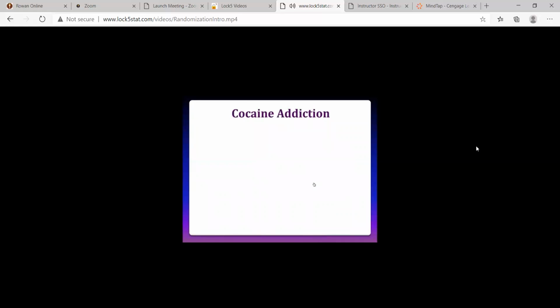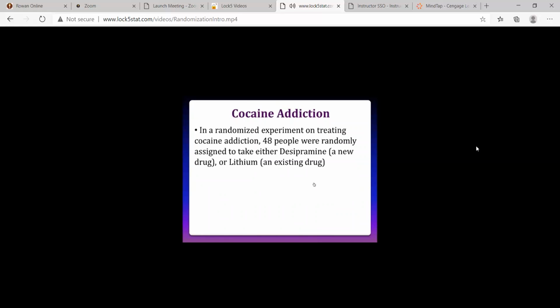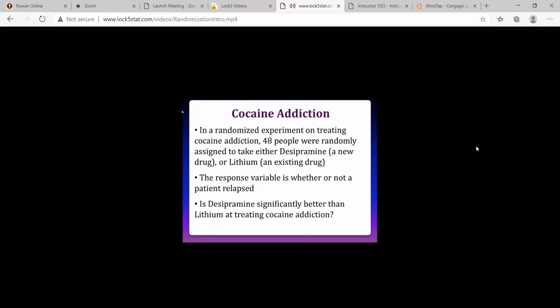So we're going to look at an example on cocaine addiction. In a randomized experiment on treating cocaine addiction, 48 people were randomly assigned to take either disipramine, a new drug, or lithium, an existing drug. And our response variable is whether or not a patient relapsed. So the question of interest is: is disipramine significantly better than lithium at treating cocaine addiction? You may notice this is a simple difference in proportions hypothesis testing scenario.